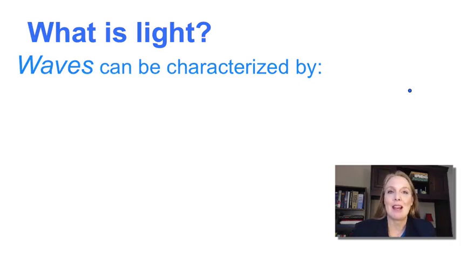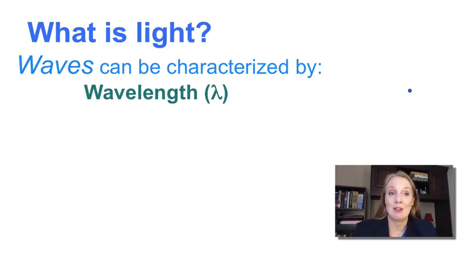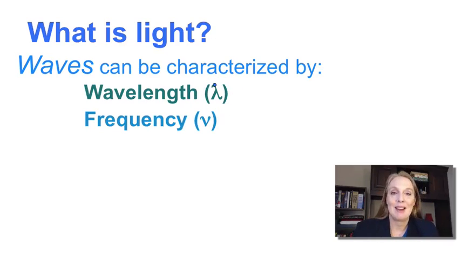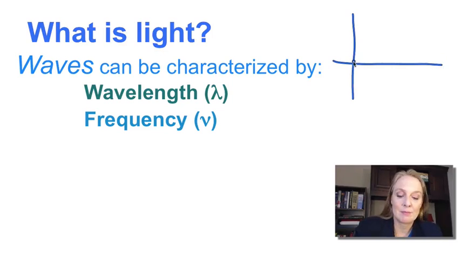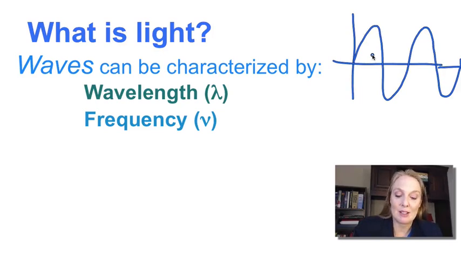And waves can be characterized by different properties or different variables. One of those variables which is important to us is the wavelength, which is given the symbol lambda. Another variable that is used to characterize light is the frequency. In other words, how often does the wave come by us? So if I drew a simple wave up here, the wavelength would be the distance from the beginning of one crest to the end of one trough. So here I've drawn two wavelengths of light.